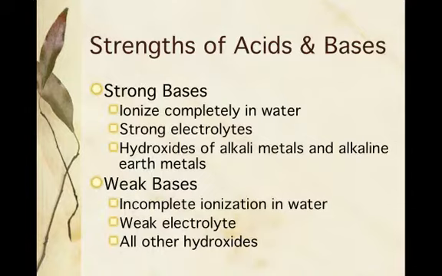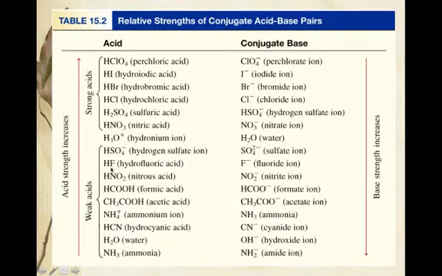And they are weak electrolytes. We said all of their hydroxides, all of the bases. So this is showing that as the acid strength goes up, their conjugate base strength goes down, because the strong conjugate bases are on the bottom here. Strong acids are on the top here.